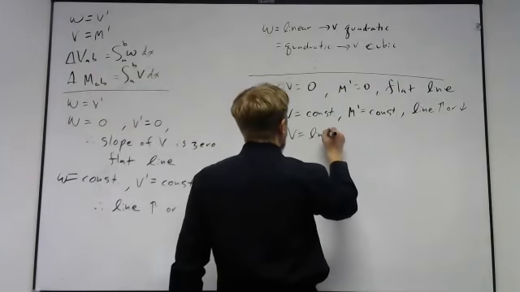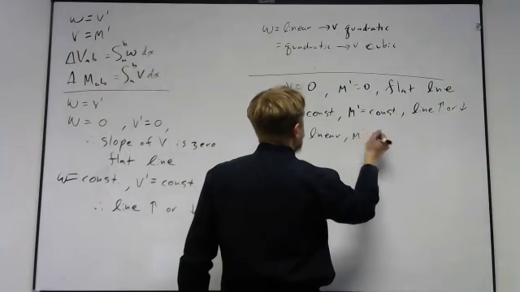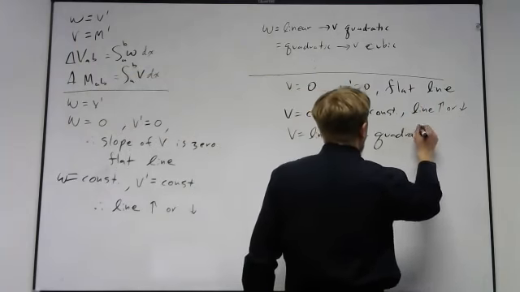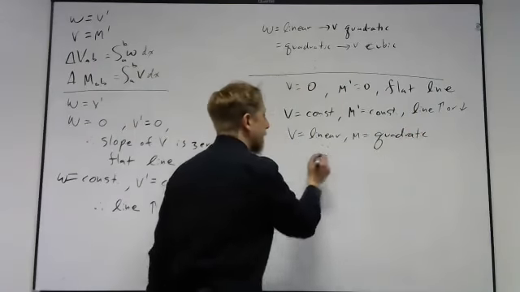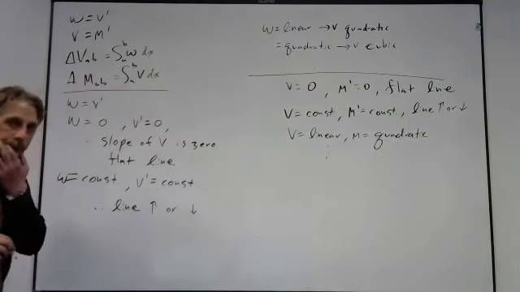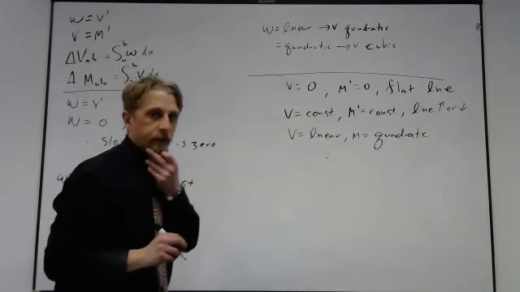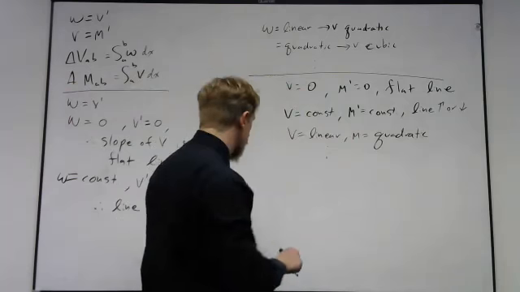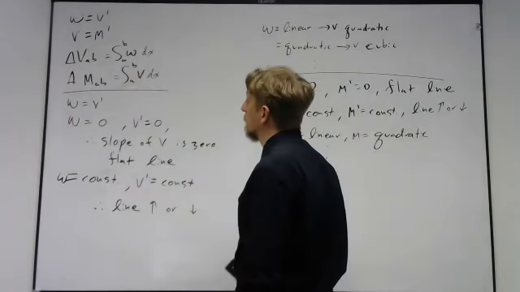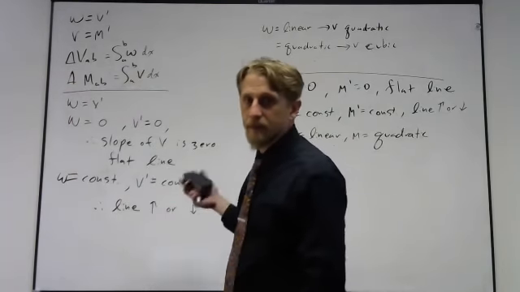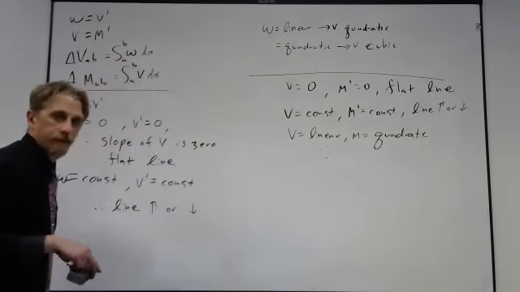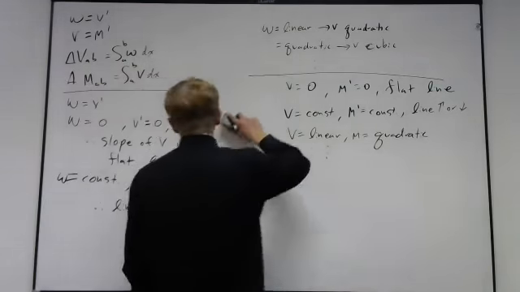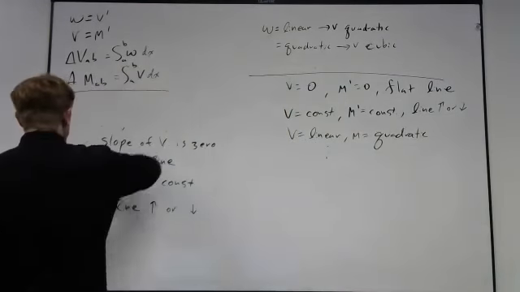V is linear, M is quadratic. We'll come back to this. We'll use this. This will show us how to draw the shapes on these diagrams. I think I've talked enough about this stuff. Let's use it. We're going to use all this to help us draw some diagrams.